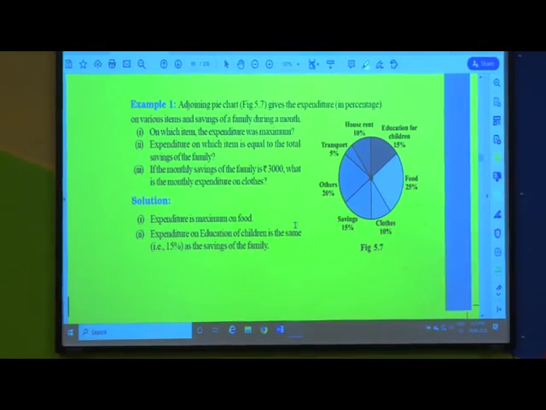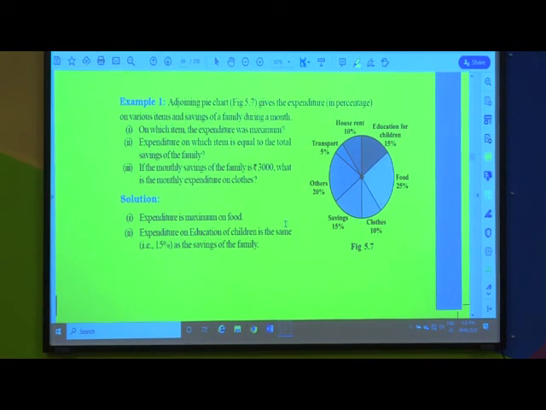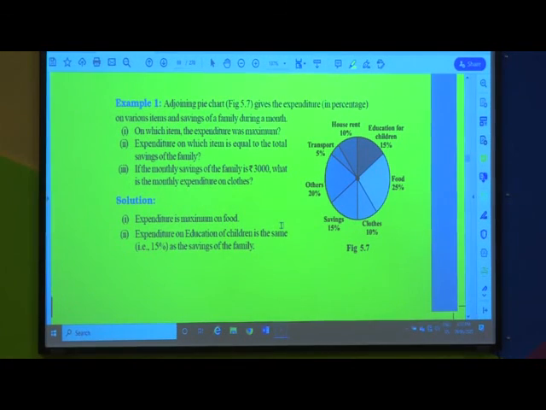Proceeding further, let us go for the next example. See here what they are giving. Adjoining pie chart, figure 5.7, gives the expenditure in percentage on various items and savings of a family during a month.